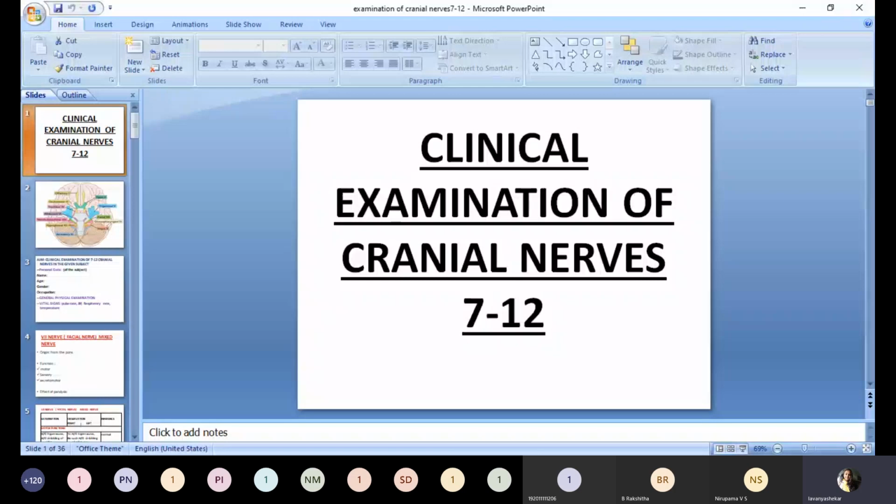I'll not be giving much introduction about the cranial nerves as it has already been given by Lata ma'am in the previous class. So you know how many pairs of cranial nerves are present and where exactly they originate from. And see to it that you have to remember the cranial nerves in the order.